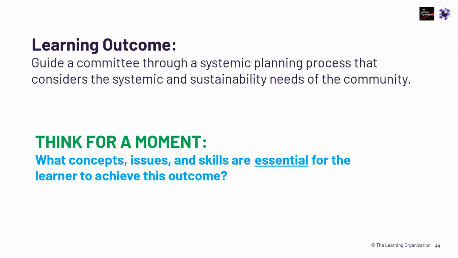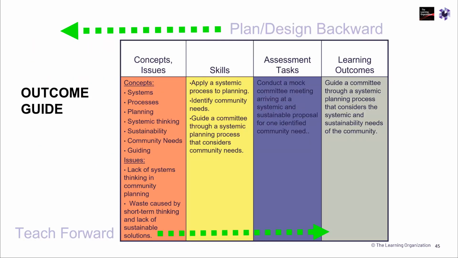So hopefully you have at least one of each. I'm going to show you an outcome guide. So this is a template that allows you to define these in an easy way on one piece of paper. And it kind of aligns with the picture we showed. So again, it's a backward design with the outcome. You can see here in the assessment task, although I didn't ask you to do an assessment task, when you think about this, maybe a good assessment is they have to do a mock meeting, right? And only focus on one community need.